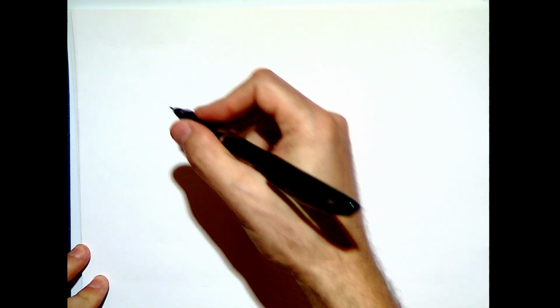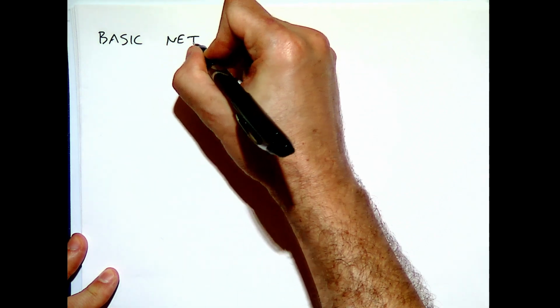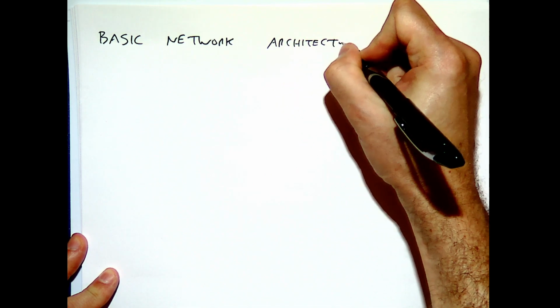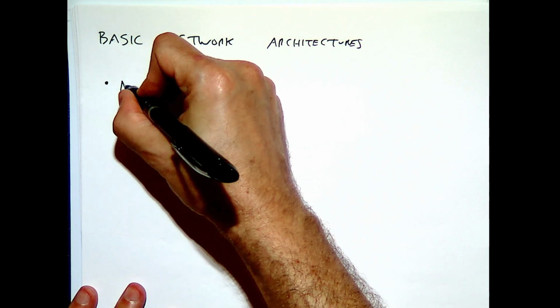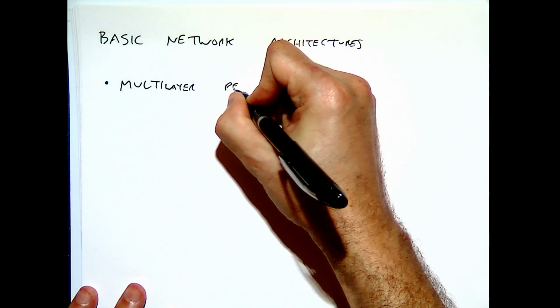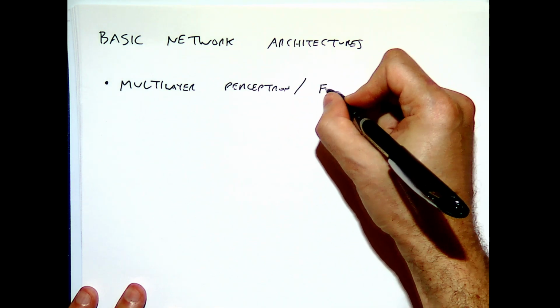There are certainly rules of thumb for which kinds of architectures you should use for which kinds of problems, but you're free to play around with how many layers and how wide the layers should be and so on, right? The most common network architecture is called the multi-layer perceptron, AKA the fully connected network. These are basic network architectures.